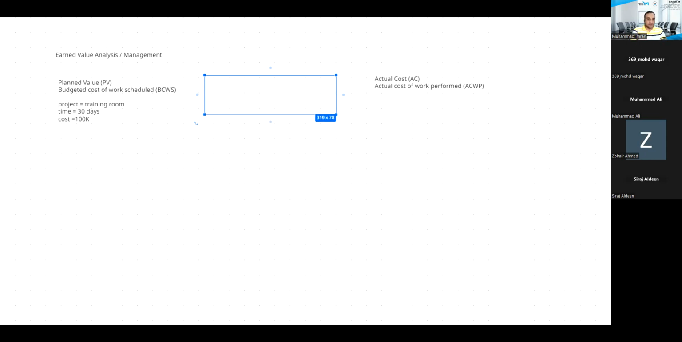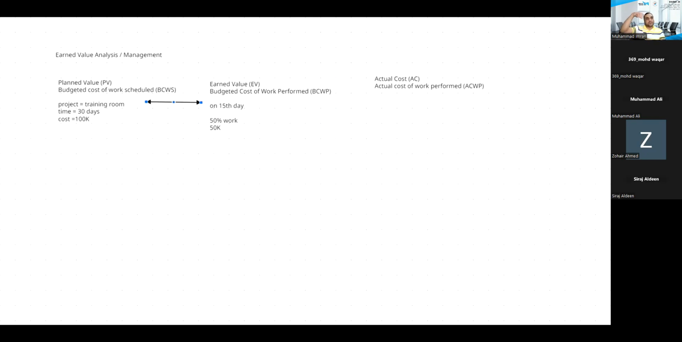So ideally, on the 15th day, if I'm checking my progress, 50% of the work should be finished. Ideally, I'm not doing plus minus. 50% means 50,000 should have been spent, correct? Right, that's the plan. So we are comparing our performance. Earned value is a comparison of the value we set in the beginning against today's value, that is, how much we have achieved.